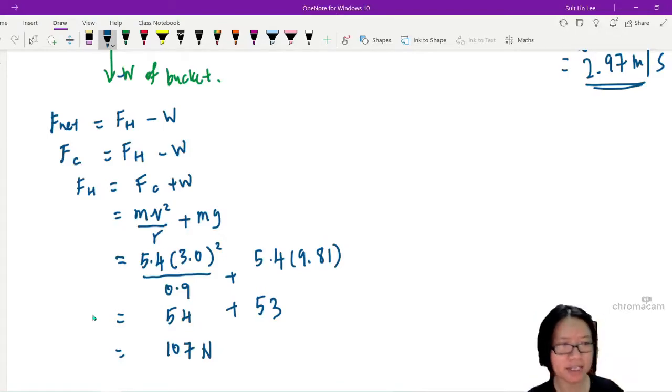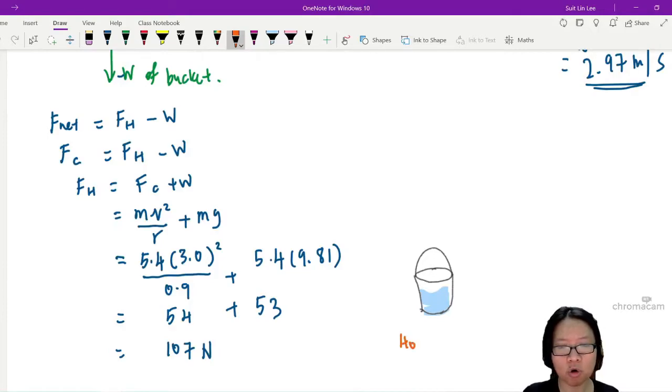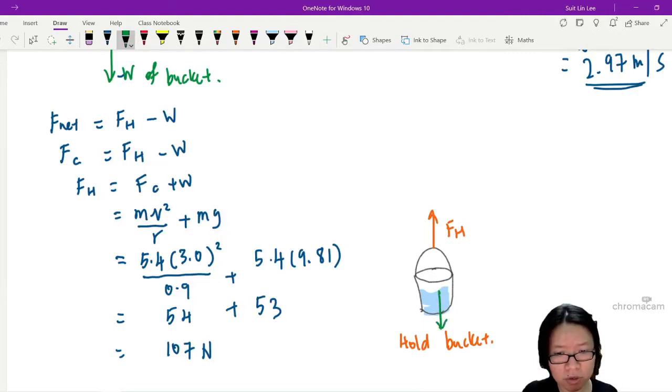So let's compare this force on the hand to a bucket that is not moving in a circle. If my bucket is just sitting there, you just pick up the bucket. Same amount of water inside, still 5.4 kg, but we're not moving in a circle. Now if you just hold the bucket, the force on your hand is actually less, because this FH, the force of the hand pulling the bucket, will be the same as mg, the weight of the bucket. So this FH is actually only 53 Newton, mg.